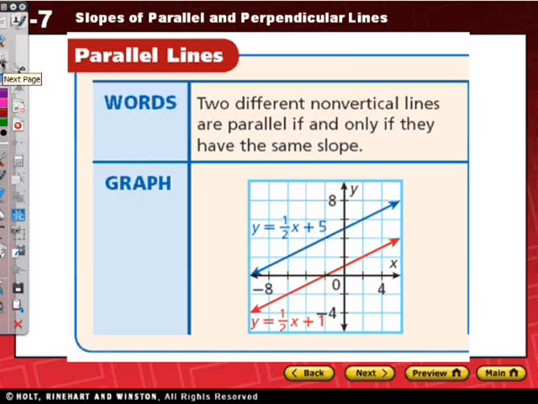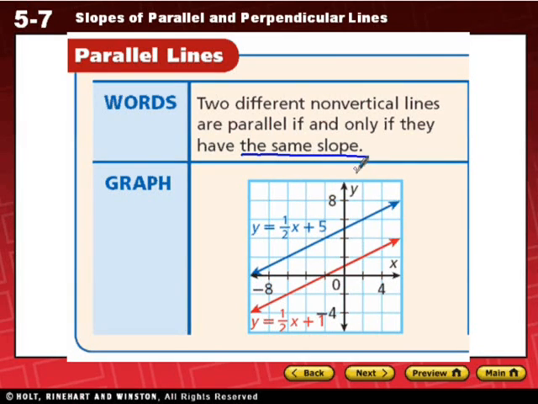Okay. In that big blue box, I want you to put this. You can draw a nice little sketch. Doesn't have to be on graph paper. And write the words: Two different non-vertical lines are parallel if and only if they have the same slope. Parallel lines have the same slope. That's the key idea here, because if they're at the same angle, then they have to have the same slope. Pause it if you need more time here.